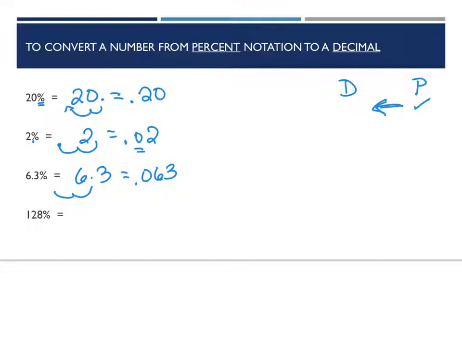Now I got too many numbers, but the decimal point is still at the end. So 128, decimal point here, the rule doesn't change. That was percent notation. To go to decimal notation, I move 2 places to the left. That puts the decimal point between the 1 and the 2.